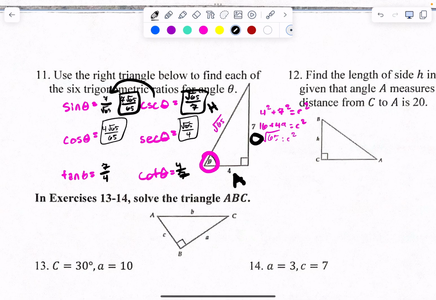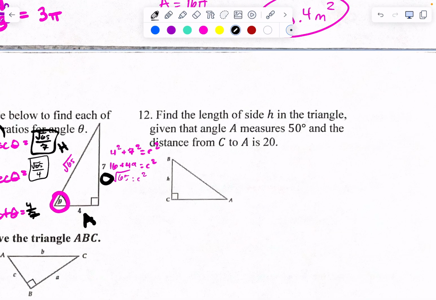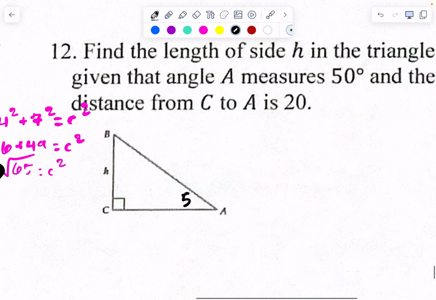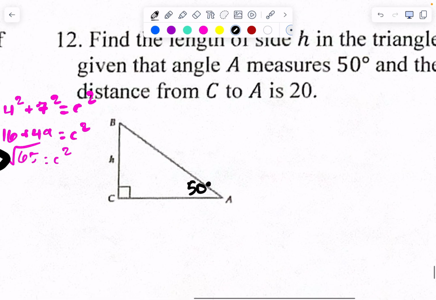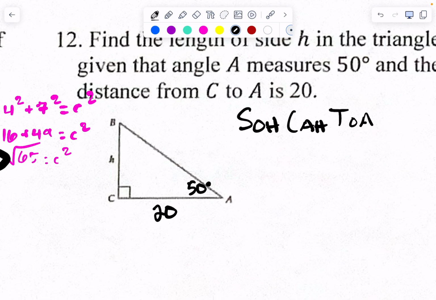12? 12 next? Okay? All right, find the length of side H. They say angle A is 50, so label these. And then the distance from C to A is 20. What's my strategy here? What can I do and can't I do? Can I do the Pythagorean theorem? No. Well, you could if you knew what H was. Could we do sine of 50 degrees? Can we do SOHCAHTOA? Yeah, SOHCAHTOA. Okay, so I'm looking at 50 degrees, and I'm trying to solve for H, and H is opposite, and 20 is adjacent. So we're looking at tangent of what?